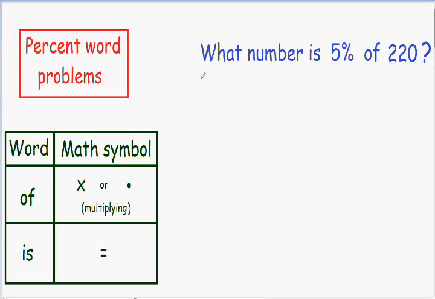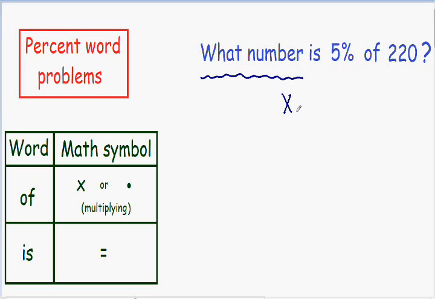Our first two words are "what number?" And this is what we're trying to solve. This is what they're asking us to find. So we don't know what it is yet. And since we don't know what it is yet, we'll just call it x, since x seems to be the common letter used when solving equations.